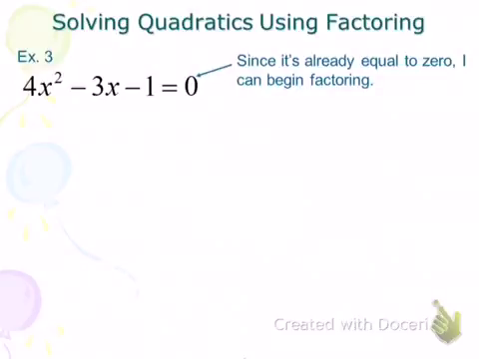What's the factorization here? 4x squared minus 3x minus 1. You've got to be able to do this now.